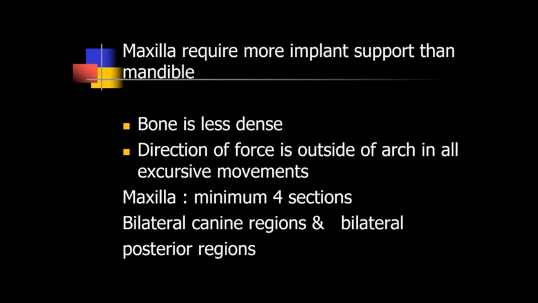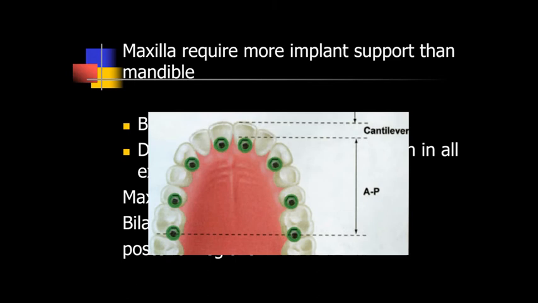This is because the bone is less dense here and the direction of force is outside of the arch in all excursive movements. So, the maxilla can be divided into a minimum of four sections, that is the bilateral canine regions and the bilateral posteriors. Now, if the force factors are high, then the incisor region can also be added into the standard force section. So, the maxilla consists of a minimum of 5 sections, that is the incisor region, the bilateral canines and the bilateral posteriors. And at least one implant should be inserted into each maxillary section and splinted together during immediate loading.